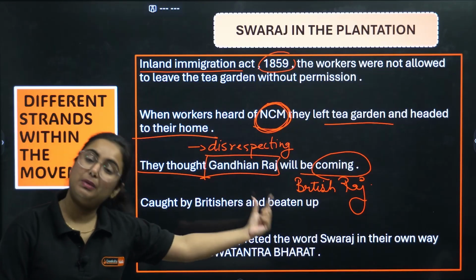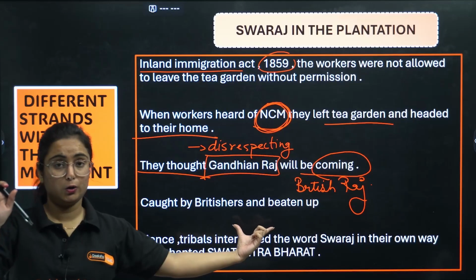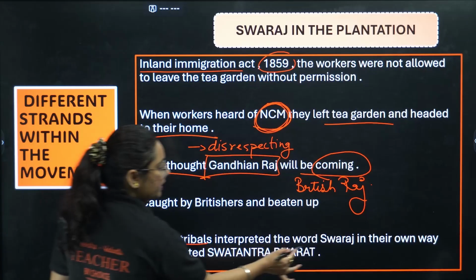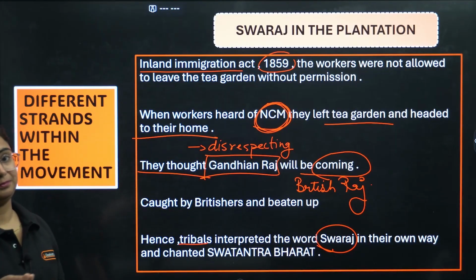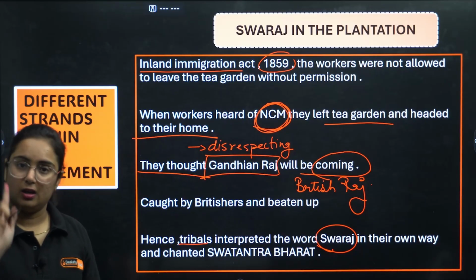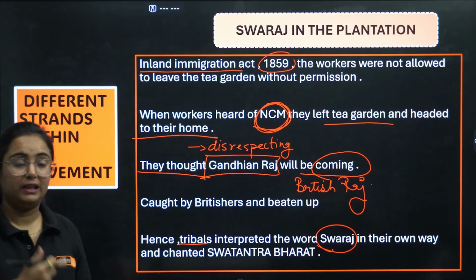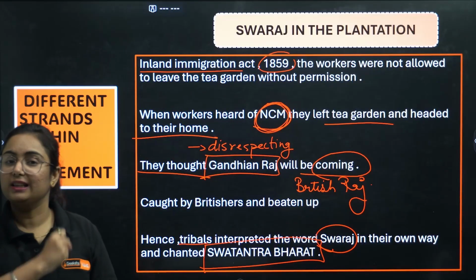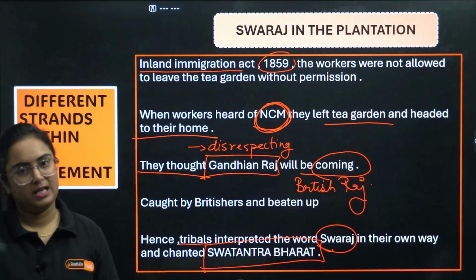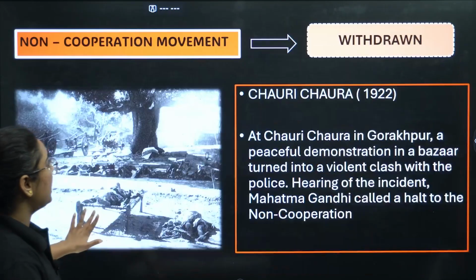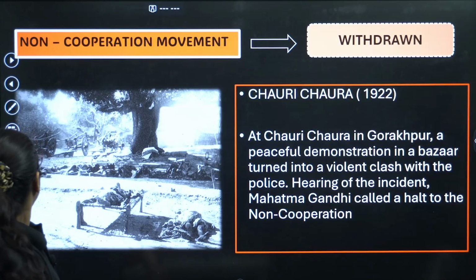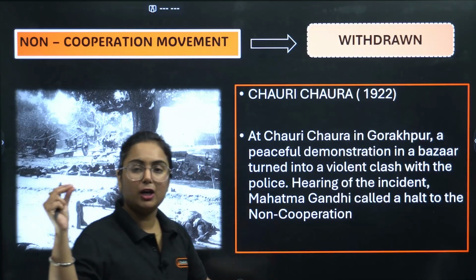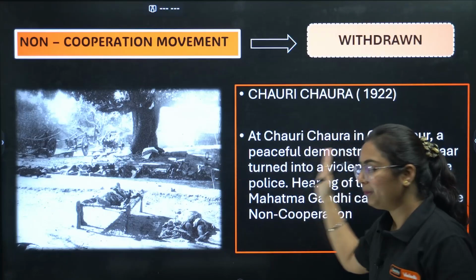They were caught by Britishers and beaten up very badly, because Britishers said that we won't allow you to go. Hence, tribals interpreted the word Swaraj in their own way, not as Swatantra Bharat. But whenever they were doing this movement, they were chanting Swatantra Bharat. That means they wanted freedom, Swatantrata, in their region. Get my point? Pay attention, we'll complete this and then we will have a quick recap of what we have studied up till now.